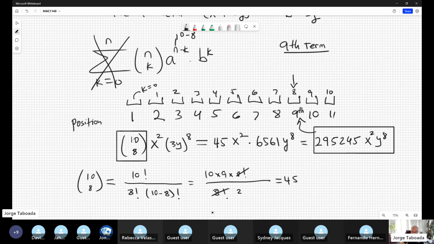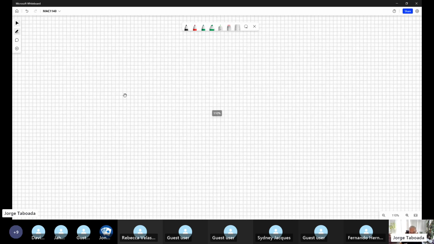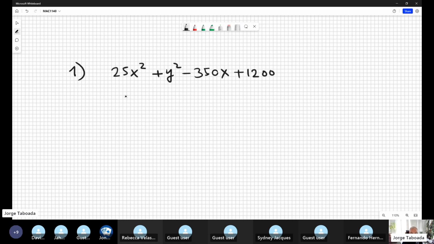Cool? Now in the rest of the time, which is 10 minutes, we are doing at least one more question in the review. Question 1. I start in the correct order. Number 1 is 25x squared plus y squared minus 350x plus 1000 or 1200 equal to 0. So now you need to identify this conic section. Identification, what's the name? Remember, we have different: ellipse, a parabola, or a hyperbola.